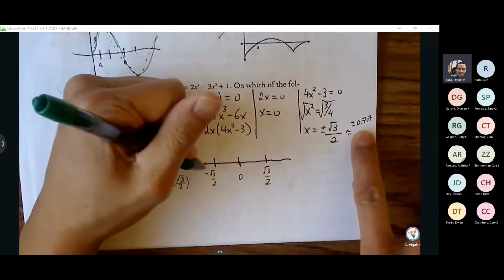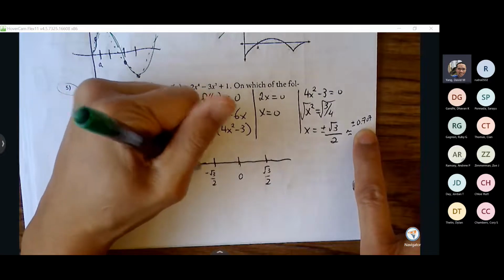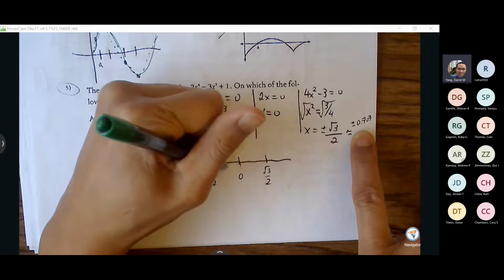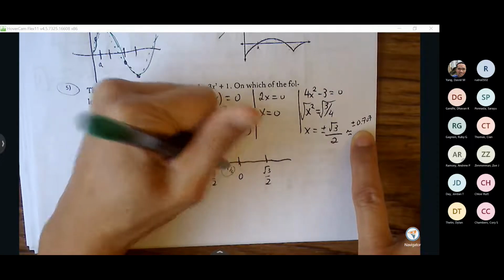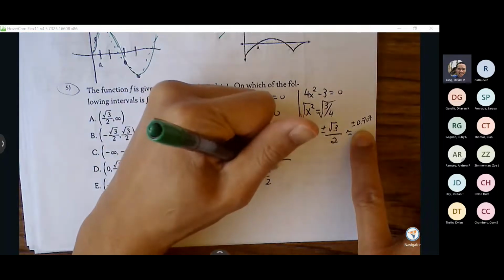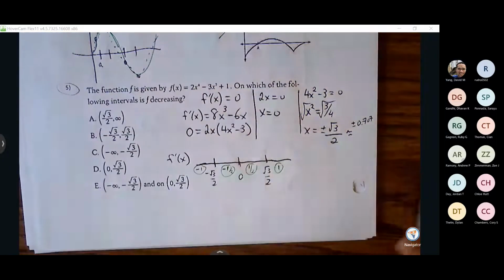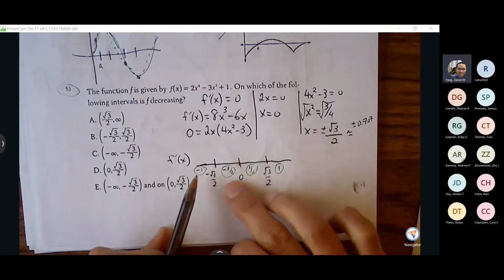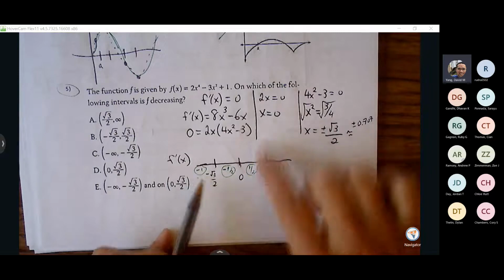Okay, so to the left of negative 0.7, I'll choose negative 1. Between negative 0.7 and 0, I can choose negative 1/2. Between 0 and 0.7, I'll choose 1/2. To the right of 0.7, I'll choose 1. All right, so once you have your critical points and your test points, you can insert into the derivative and gather information.